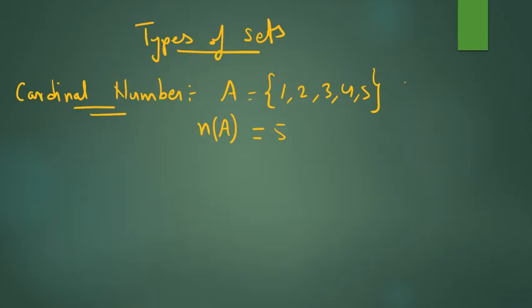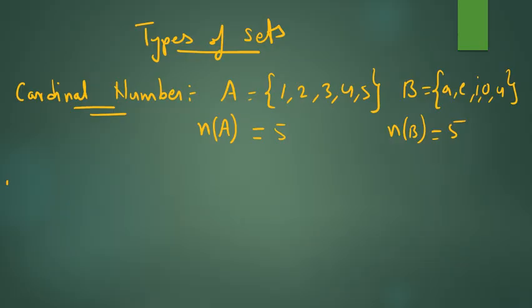If we consider any set B, let it be {a, e, i, o, u}. Now, what is n of B? How many elements are there? 5. So, this is what cardinal number is. Cardinal number means number of elements in a set, right?